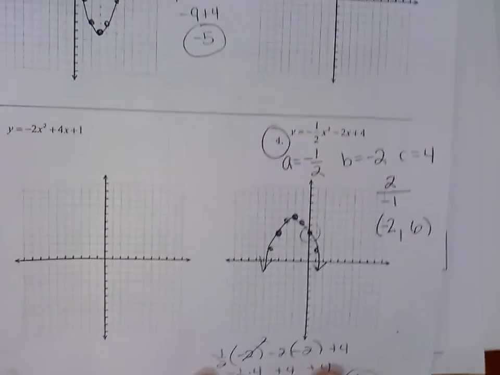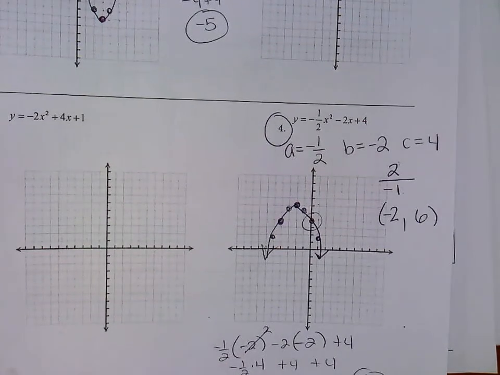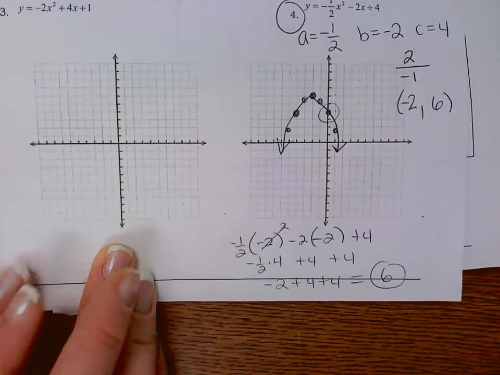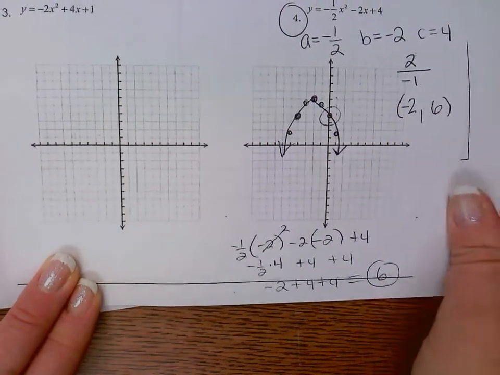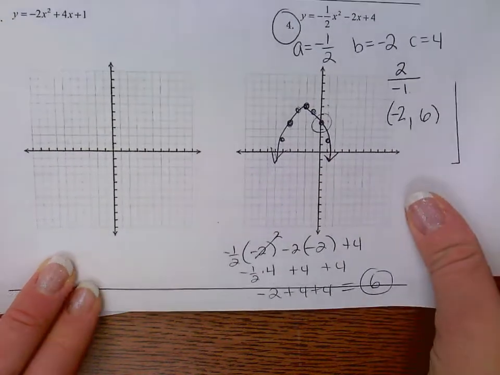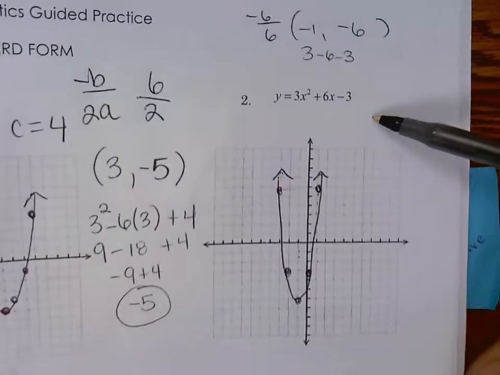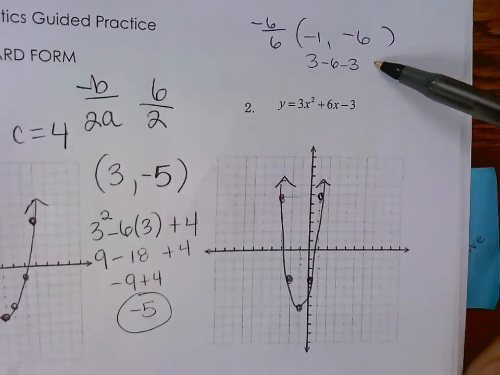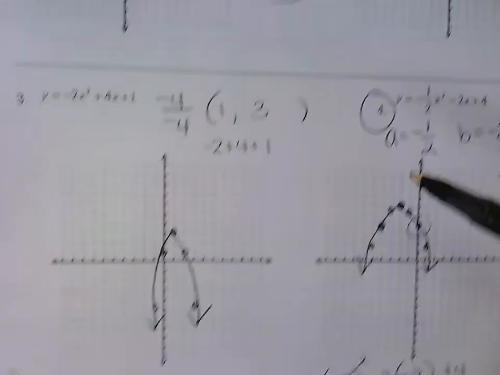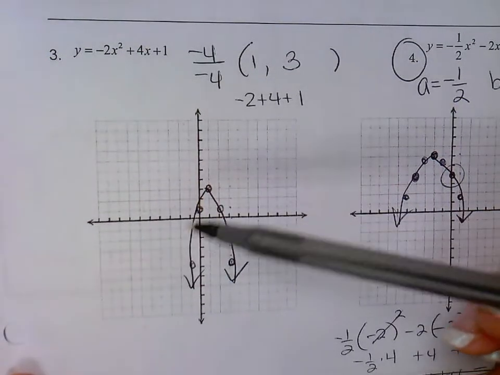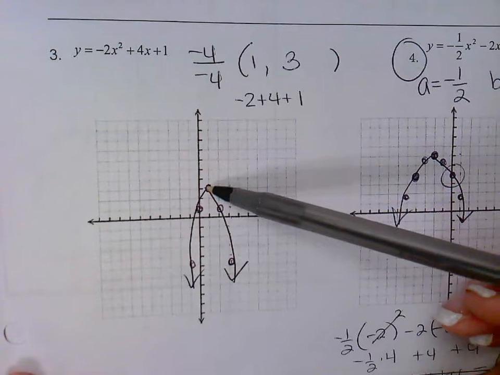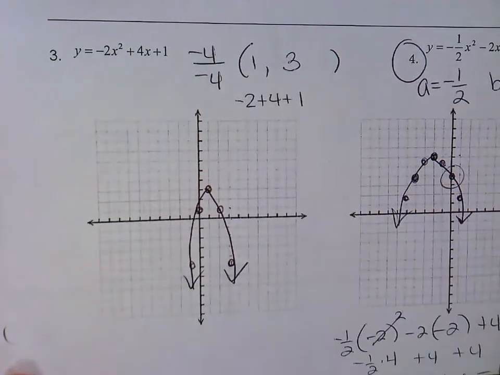Here is example 4 that is finished, and here's my calculation for the vertex. So now we are doing 2, 3, 5, 6, 9, and 10. This is number 2. The vertex was at -1, -6. This was number 3. The vertex was at 1, 3, and then twice as steep concave down.